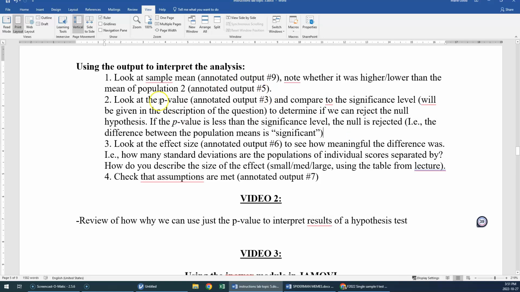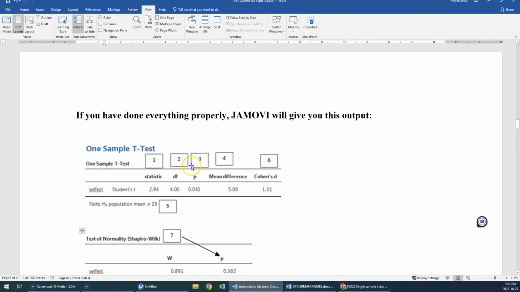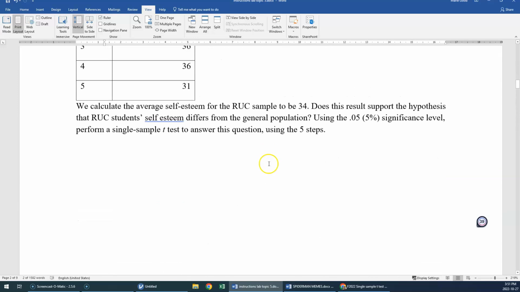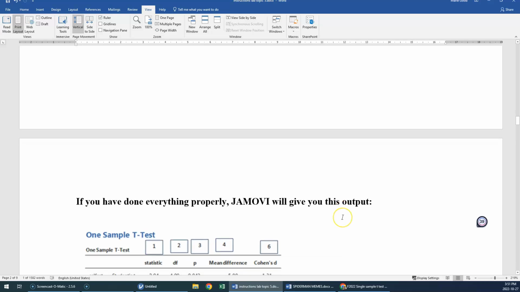And we say the difference between population means is significant. Now let's look at our p-value here. Number 3. So here's our p-value. Our p-value is 0.043. Now we have to go back and look at our significance level. Remind me of what the significance level was. What did it say? 5. So we have a 5% or 0.05 significance level.